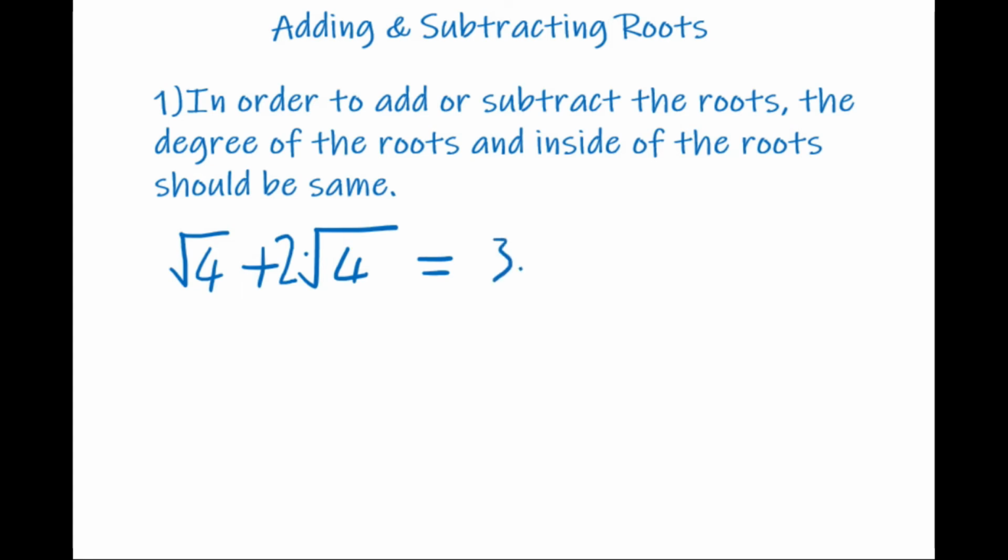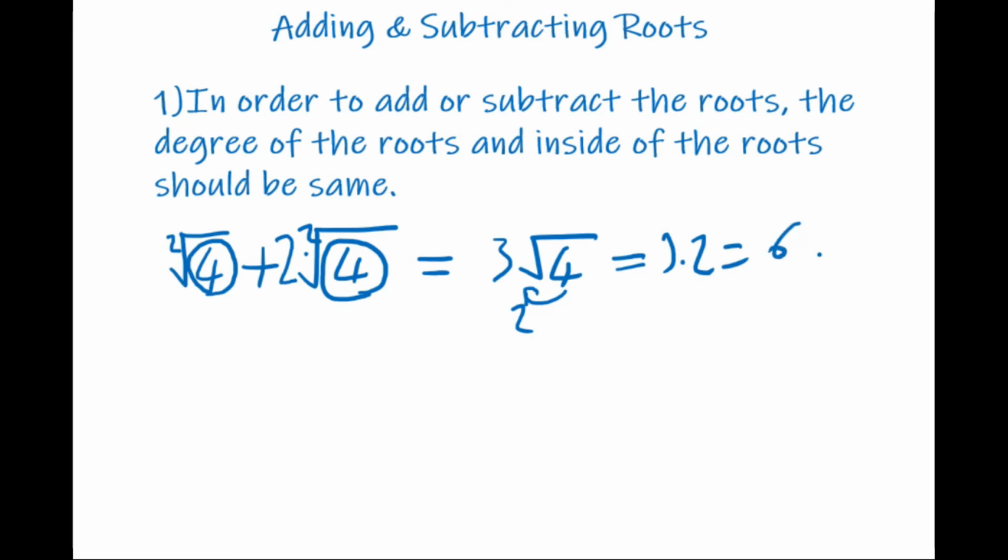In order to add these two roots, the number that is inside the root is 4 in the first term. In the second term, we have the number 4 also, which is inside the second root. So these are the same, and another thing is the root degree. This is square root. This is also square root. Because root degrees are the same also, we can add them up. And once you add them up, we have 3 square root of 4. And we all know that square root of 4 comes out as 2. So it's going to be 3 times 2, which is 6.